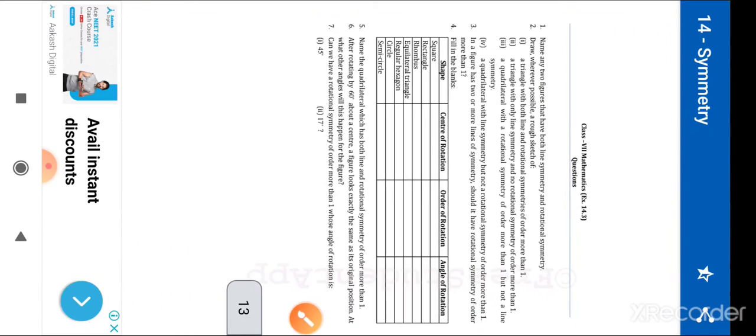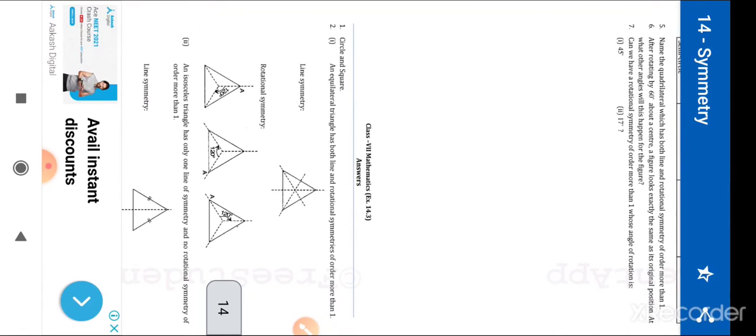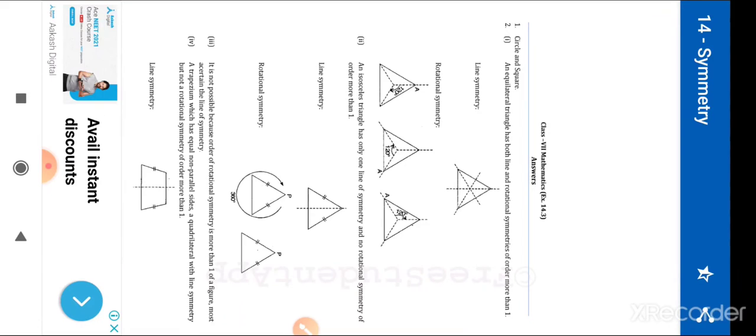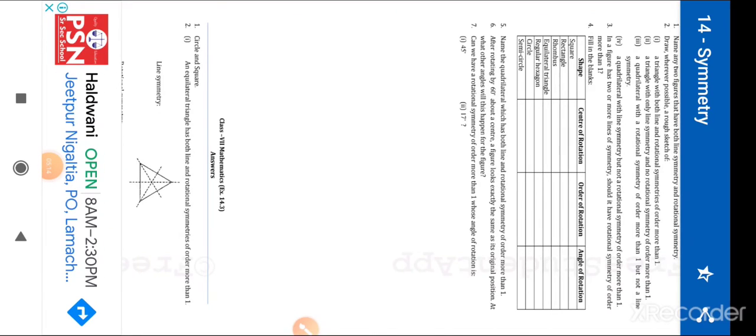Our next part of the question is a triangle with only line symmetry and no rotational symmetry of order more than 1. So an isosceles triangle has only one line of symmetry and no rotational symmetry of order more than 1, and here is the diagram of an isosceles triangle with axis of symmetry. In the same manner you can solve its remaining parts. In the same manner you can solve the third, fourth and fifth questions of exercise 14.3.